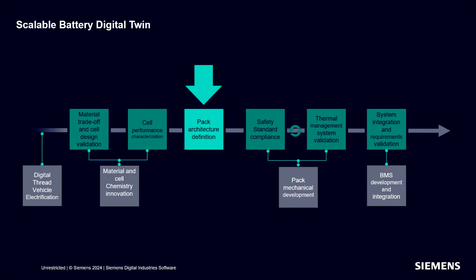So we've developed a cell based on initial requirements, and we've also computed that data using a 1D approach and also a 3D approach. I'd like to focus on something here, which is the pack architecture definition. This is something you might do even before you start doing the material trade-off in cell design and cell performance.